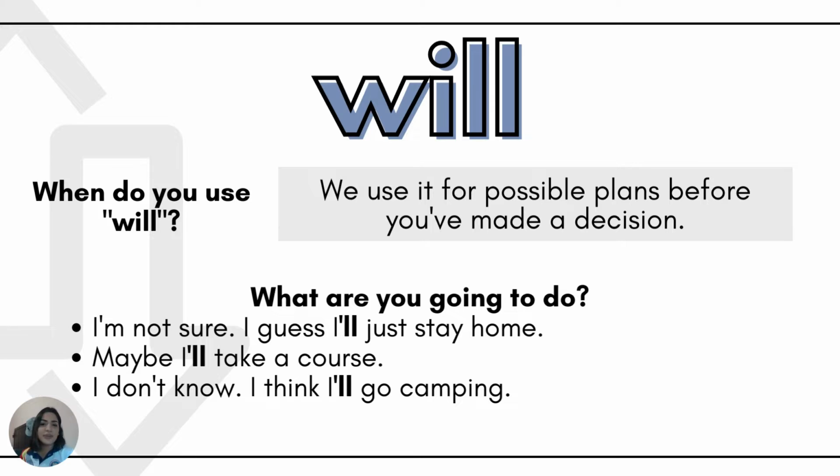Now we continue with will. When do you use it? We use will for possible plans, that is, plans that could change. For example, in the following question, what are you going to do? If we are not sure what we are going to do, we will answer, I'm not sure. I guess I'll just stay home. Maybe I'll take a course, or I don't know, I think I'm going camping.